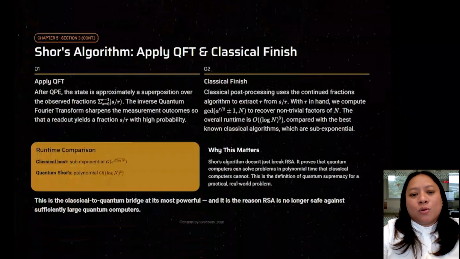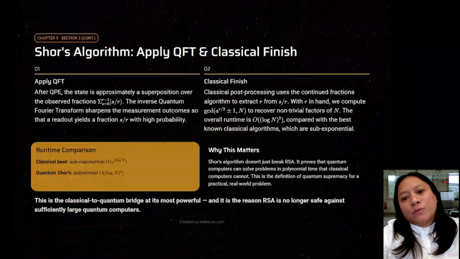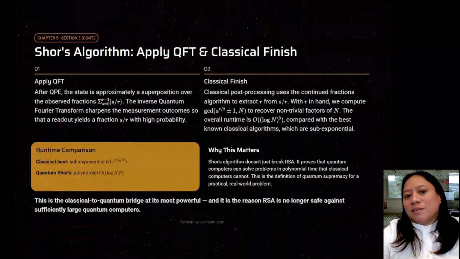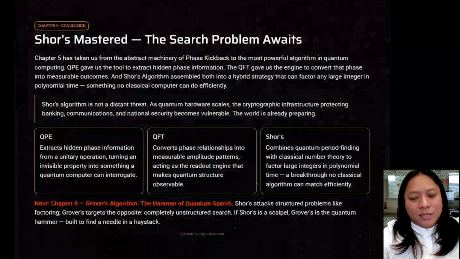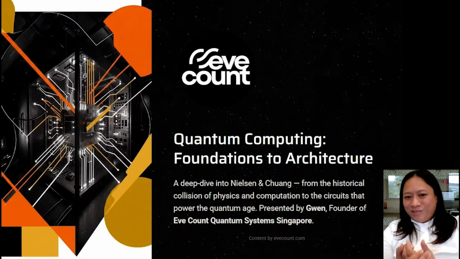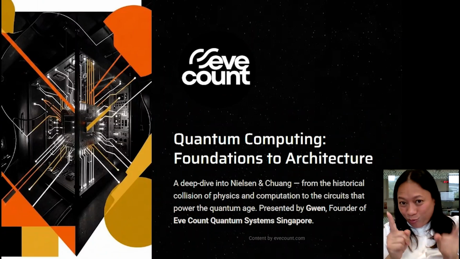Shor's algorithm is the most famous result in the field right now, but not every problem is a factoring problem. So what happens if you just need to search a messy, unstructured database? This brings us to chapter 6 and the hammer of quantum search. It's called Grover's algorithm.